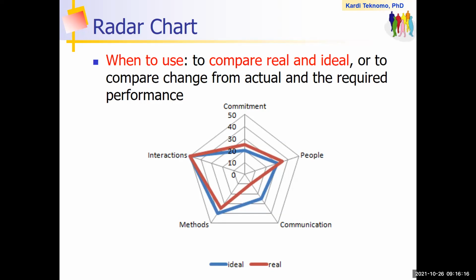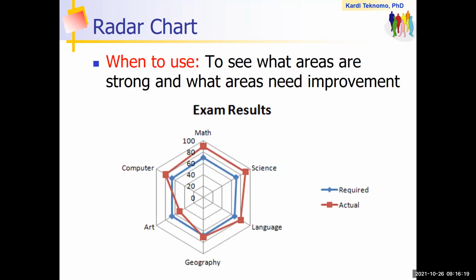Among several variables. So in this example, you want to see which areas are strong and which areas need improvement. So then you will see comparing the actual and the required. Here you can see the math, computer and science and language are already above the requirement. Geography is about the requirement, then art in this case is less than the requirement, right?